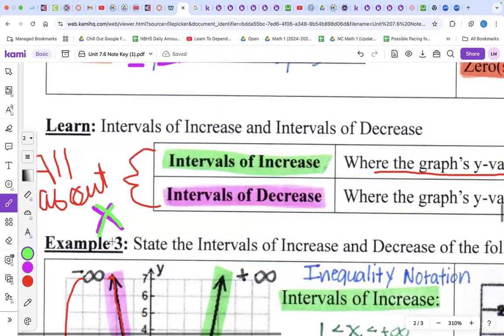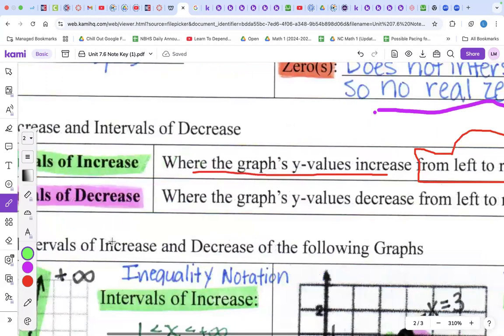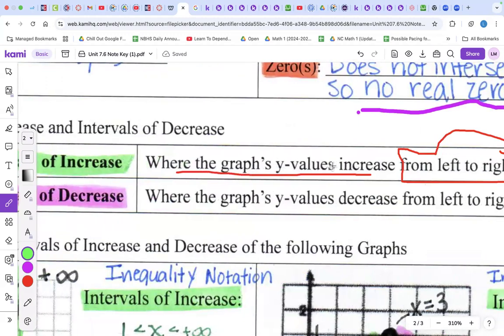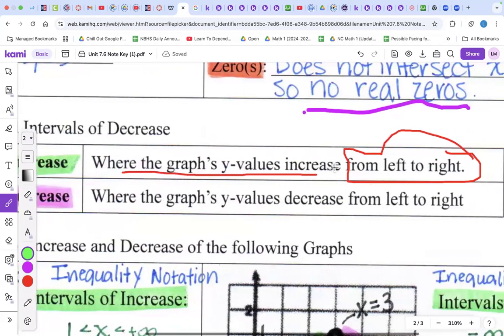Now, your intervals of increase say where your graph's y values increase from left to right, and your intervals of decrease say where the graph's y values decrease from left to right. But again, we're not even looking at y. I know it can be kind of confusing.